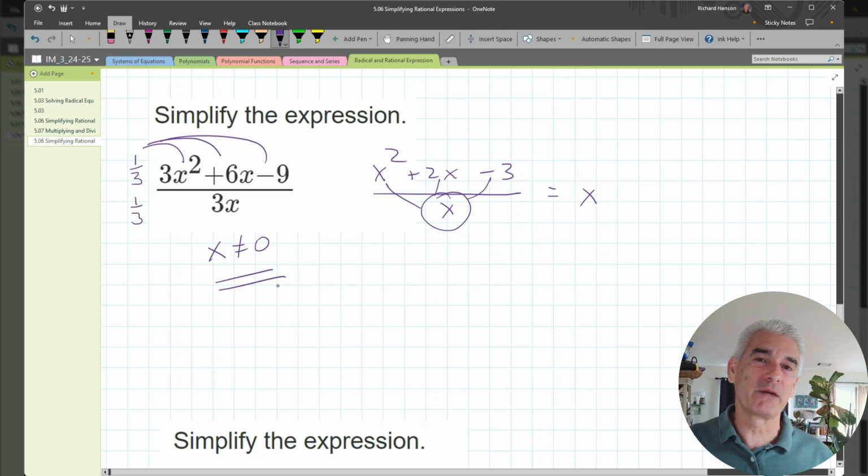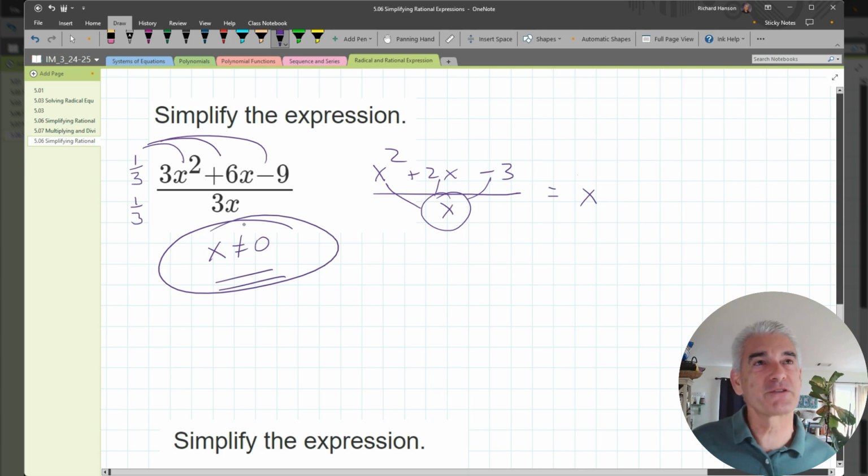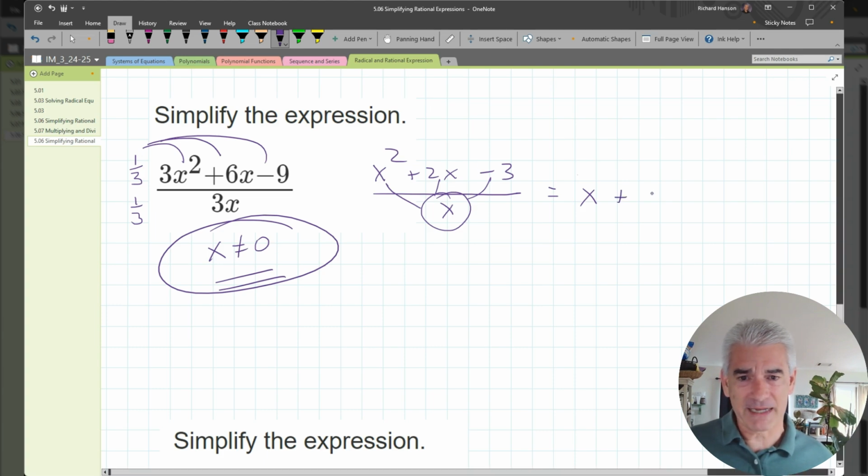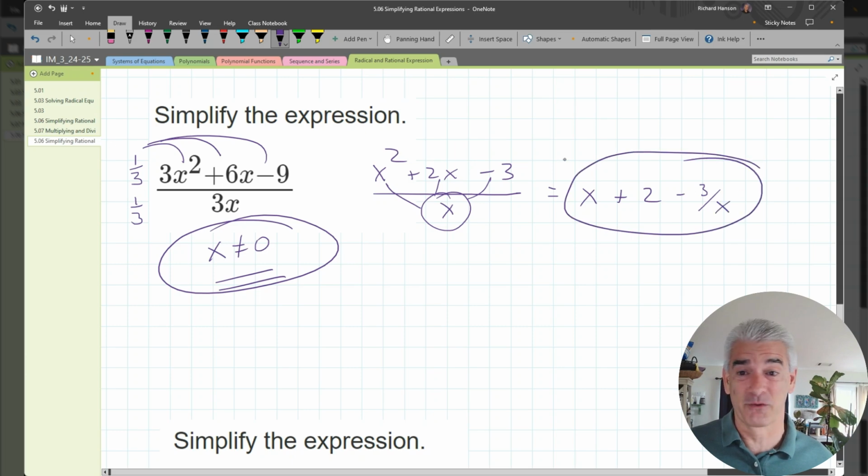As you're working with problems that have fractions, these rational expressions, probably the first thing you should do is figure out what values of x you have to leave out. Now, let's work with it. So plus 2x over x is 2, and then minus 3 over x. So I could also express it like this. I'd be happy with either one. All right, hopefully that helps you.